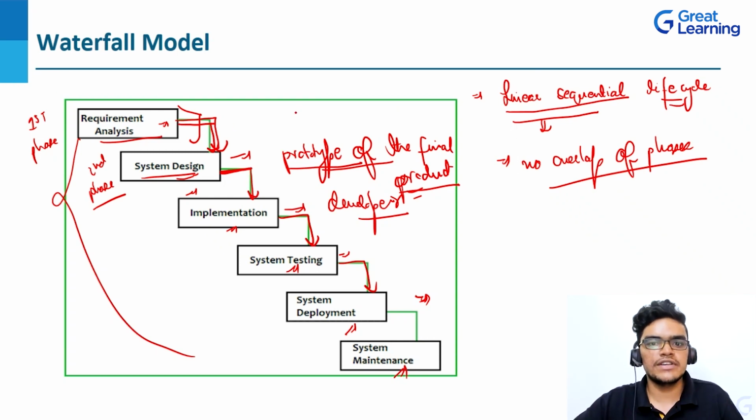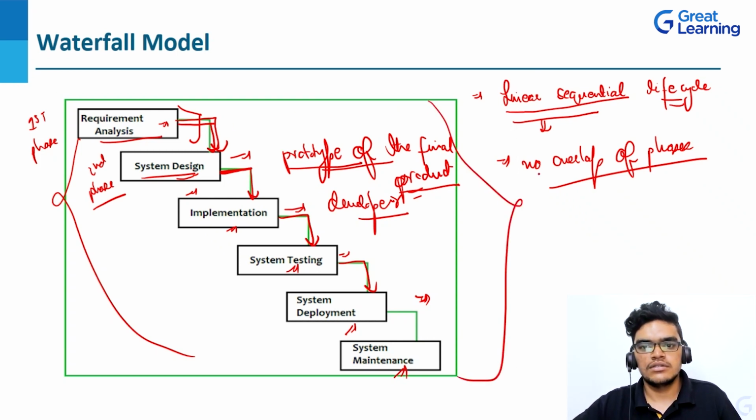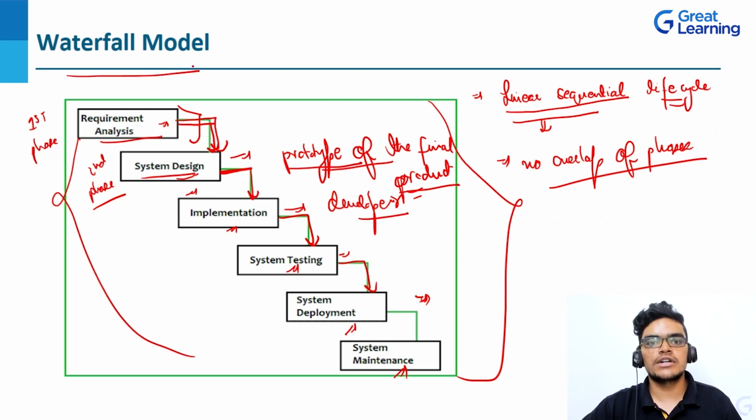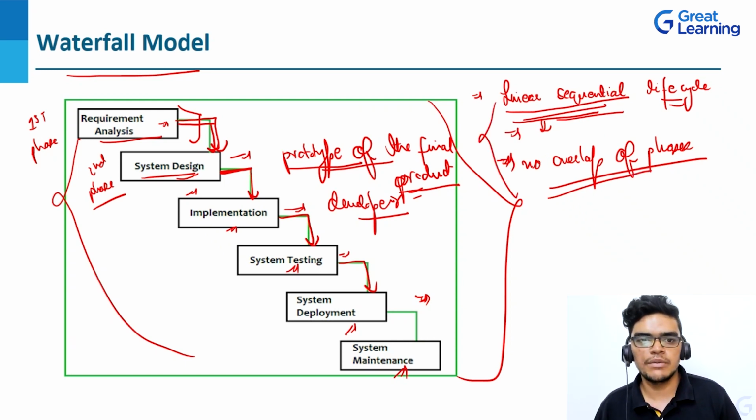So these are all the phases, right? This is the basic idea about the waterfall model. Just remember that it is a linear sequential life cycle and there is no overlap of phases. These are the two points that you have to remember, and the rest is all the SDLC process which we have already learned in previous slide decks, right?